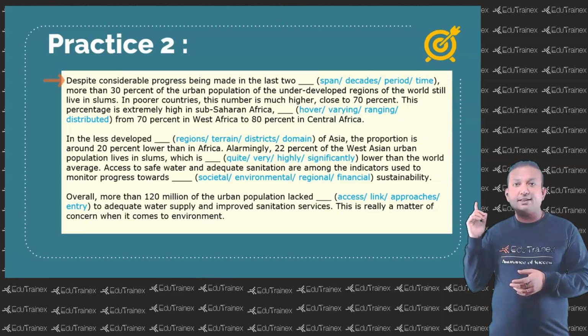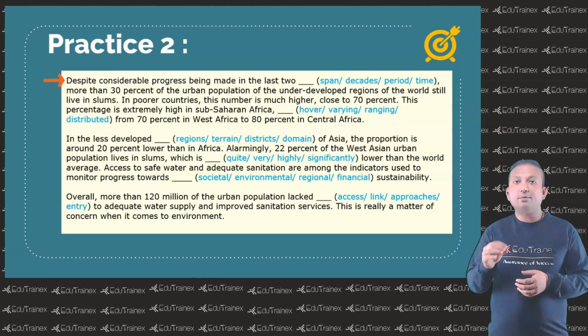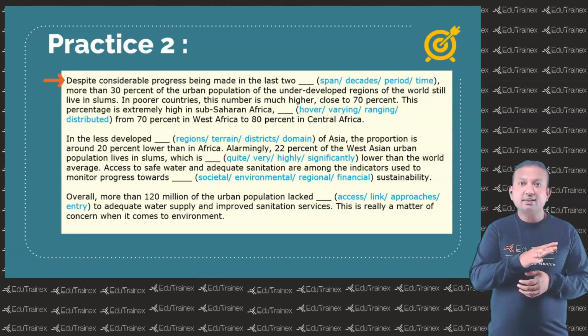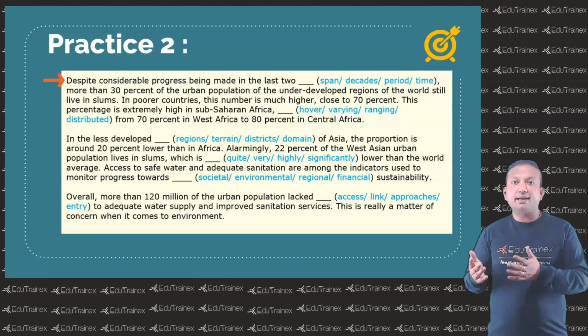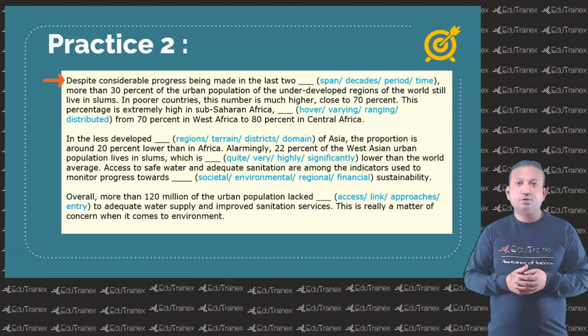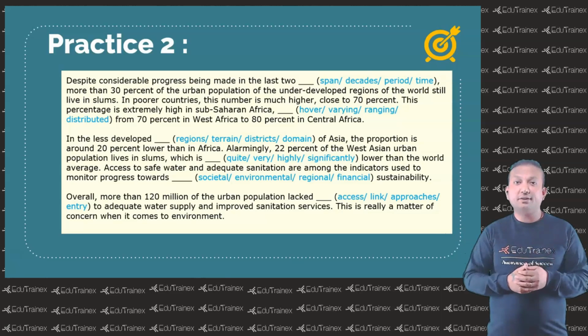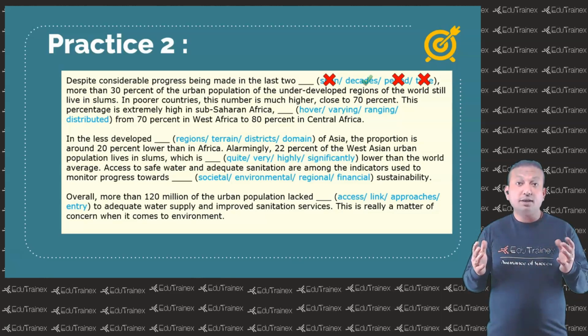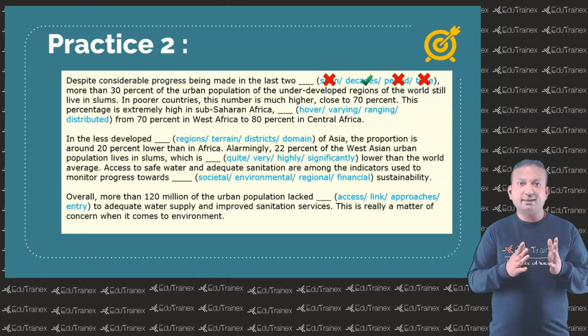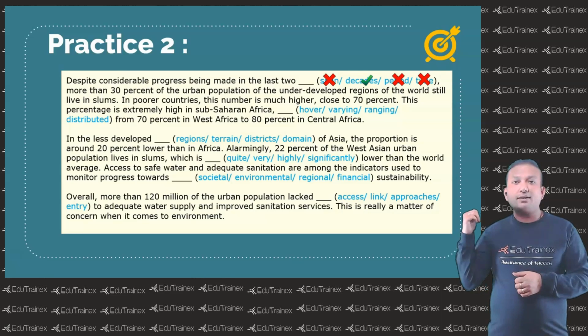So if you look at the first sentence, it says, despite considerable progress made in the last two dash, and the options are span, decades, period, and time. So we'll use our grammar knowledge here, and if you note down, there is span, period, and time, which are uncountable nouns, as you can't count them. So they can't come after the last two because we are trying to count here. So decades is the only answer option that we can count, and it also in the plural form. So 2 decades, and that's our best answer. Let's look at the next one.